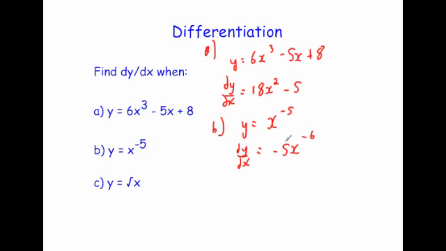Sometimes you might want to rearrange this. For instance, if I wanted to substitute in perhaps 2 into this, it might be easier to rearrange it. And if you want to, you can bring the x to the power of minus 6 to the denominator to give you minus 5 over x to the 6, like that. This would be right if it just said differentiate, but you may want to rearrange it to get minus 5 over x to the 6. And finally, well, let's differentiate y equals the square root of x.